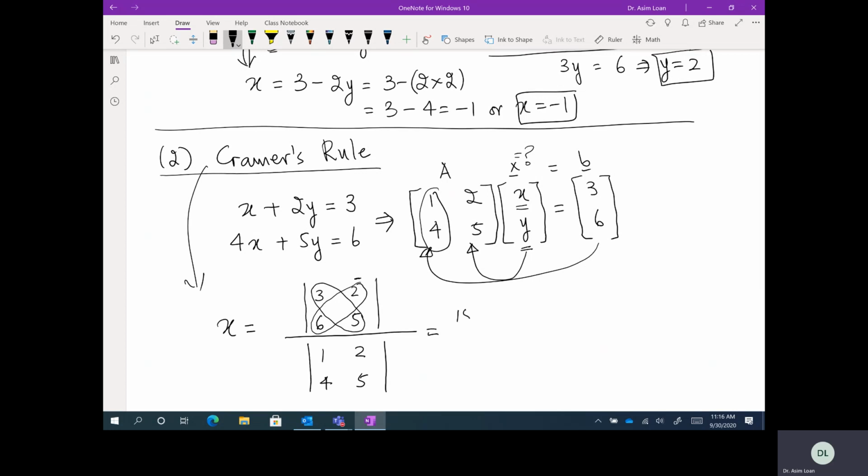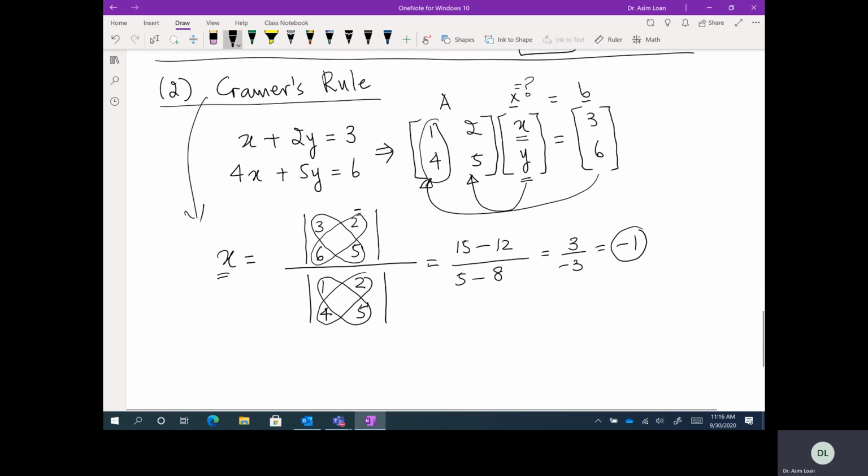So 5 into 3 is 15. 15 minus 6 into 2 is 12, divided by 1 into 5 is 5, minus 4 into 2 is 8. So this is 15 minus 12, which is 3, over 5 minus 8, which is minus 3. So this is minus 1. So x is equal to minus 1.